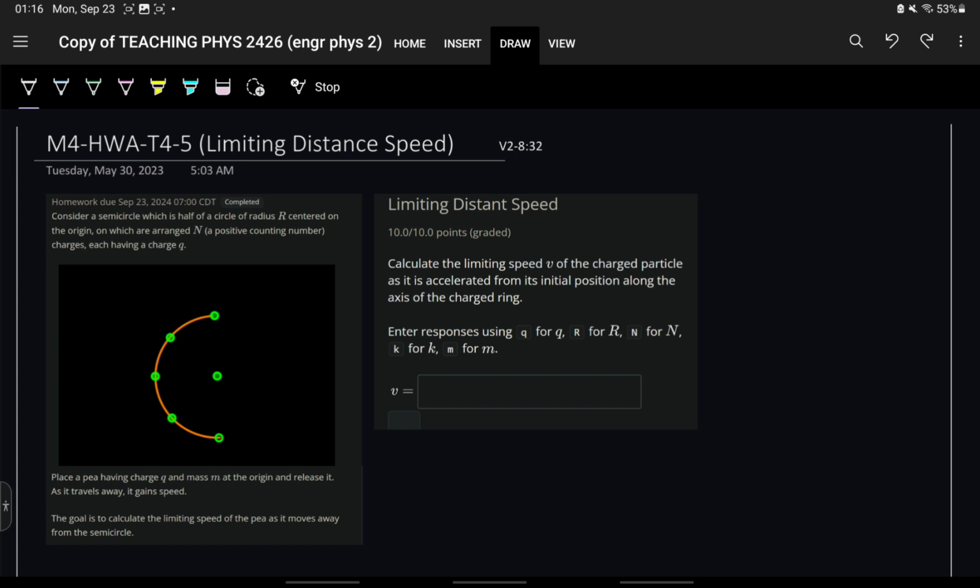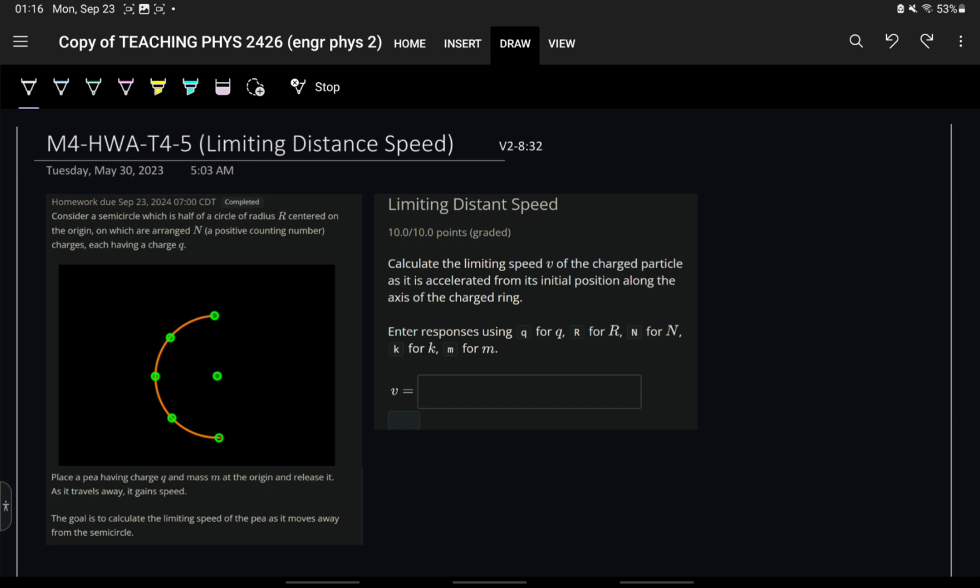When the charged particle is released from rest at the origin, it is repelled by the charges on the semicircle. As it moves away, the electric potential of the system decreases and the kinetic energy of the particle increases. By the conservation of mechanical energy, the total energy remains constant, so the initial potential energy, capital U, is fully converted into kinetic energy as the particle moves far away from the charged semicircle.